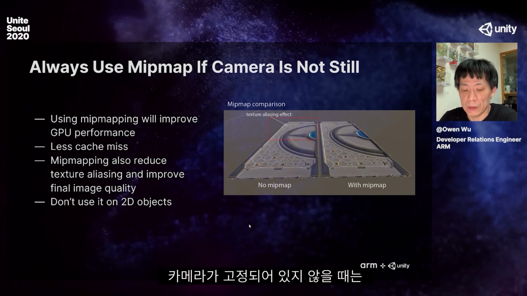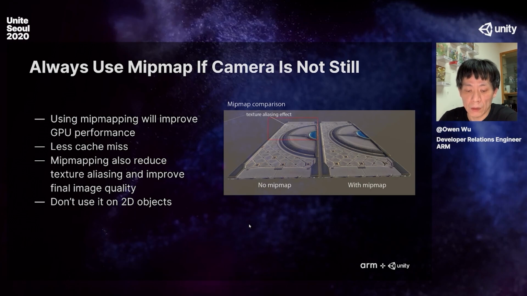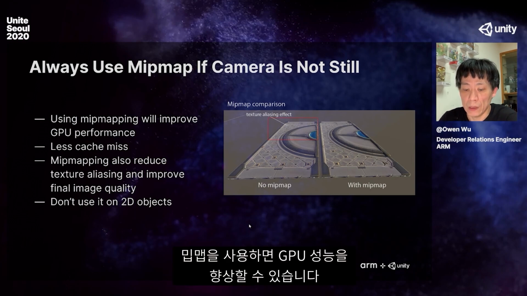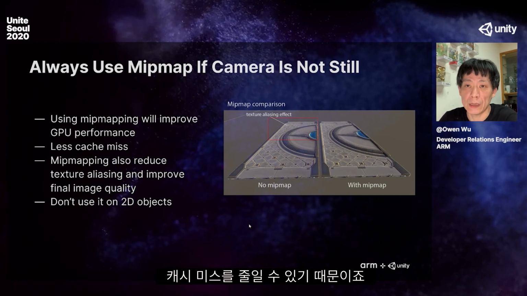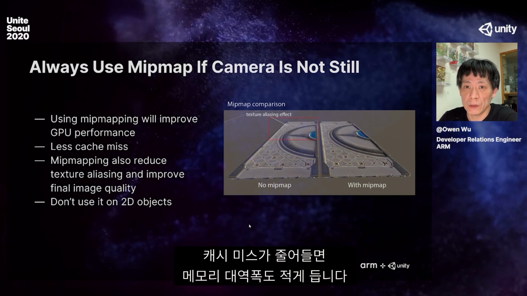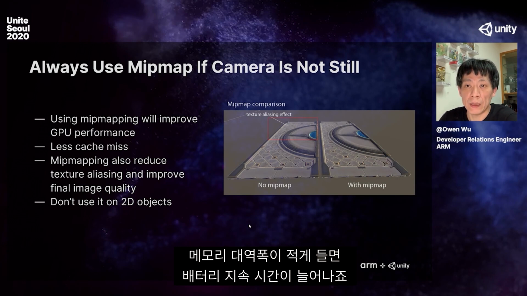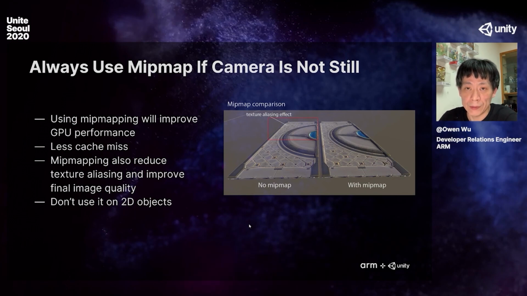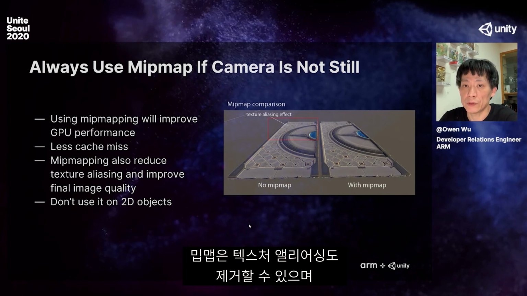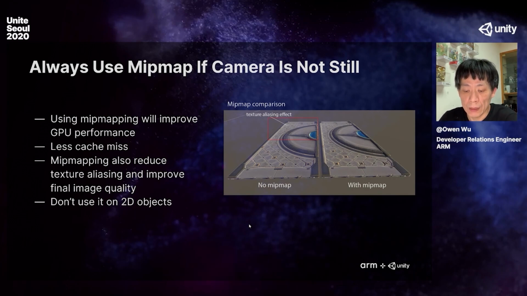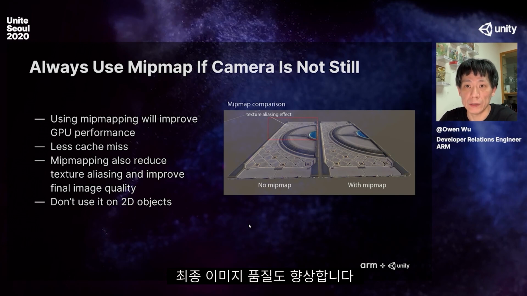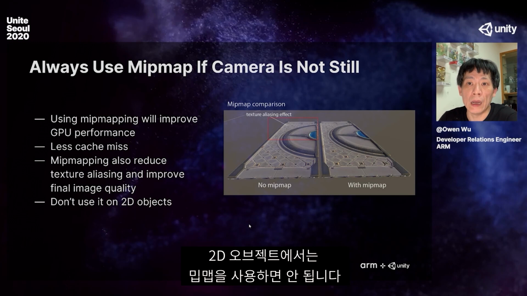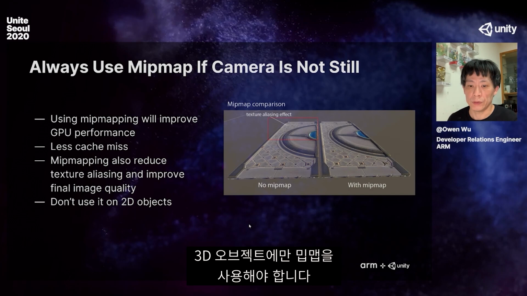always use Mipmap if the camera is not still. Using Mipmap can improve GPU performance because it can reduce the cache miss, and fewer cache misses mean less memory bandwidth, and less memory bandwidth means you can get a better battery life. And Mipmap can also remove texture aliasing and improve the final image quality. But remember, don't use it on 2D objects like UI. You should only use it on 3D objects.